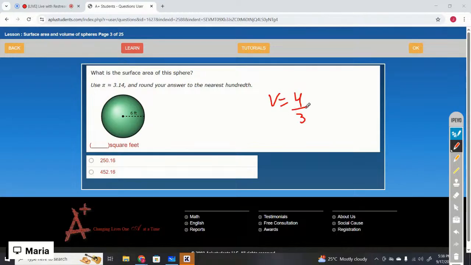V equals 4 by 3 pi r cube. 4 by 3, 3.14 times 6 cube. So let's just calculate that. That is 6 times 6 times 6, 216 times 3.14 times 4.